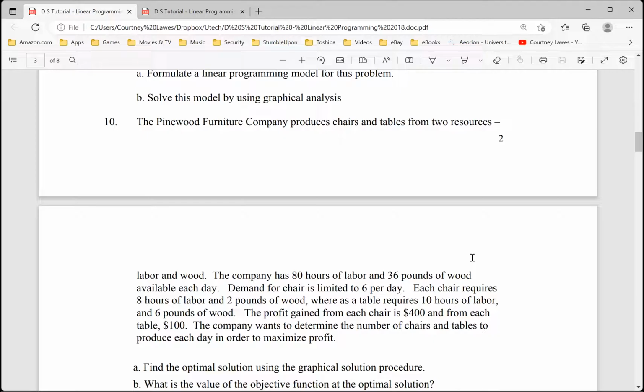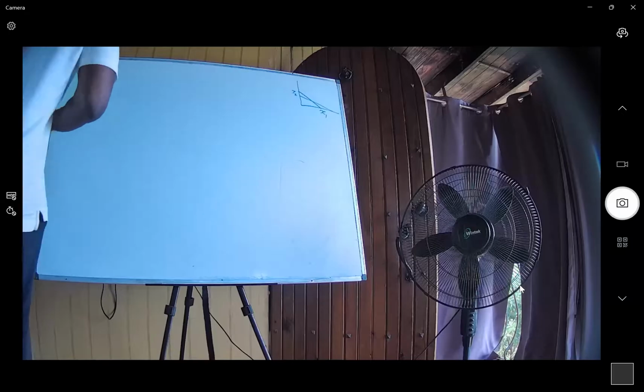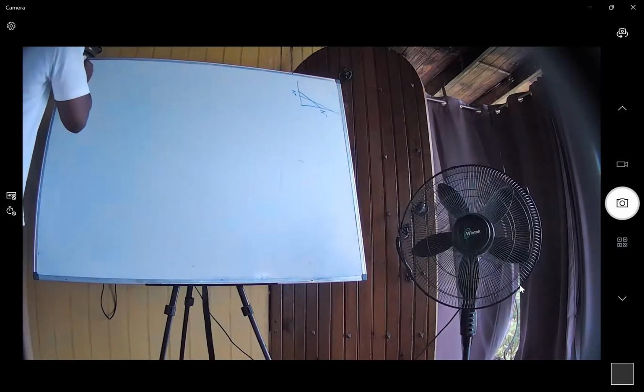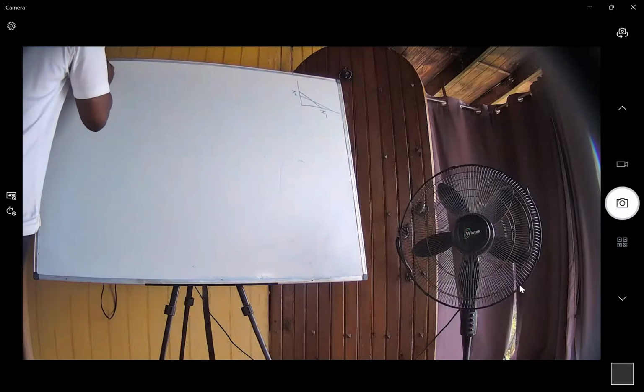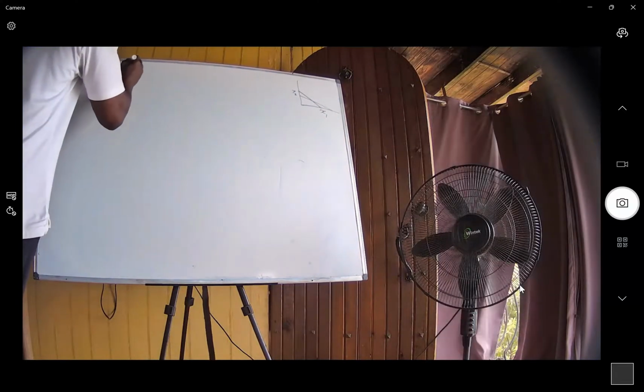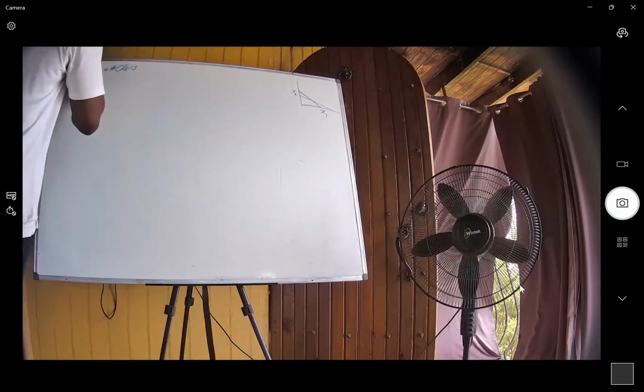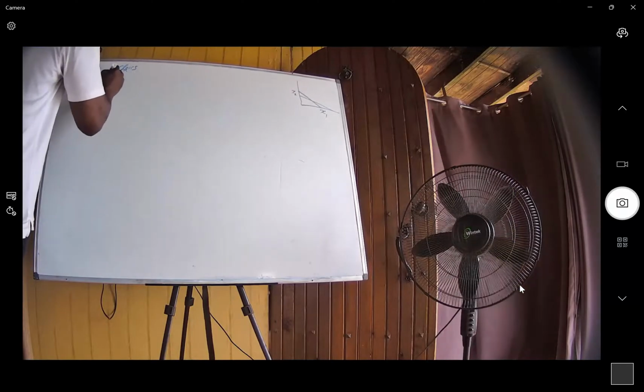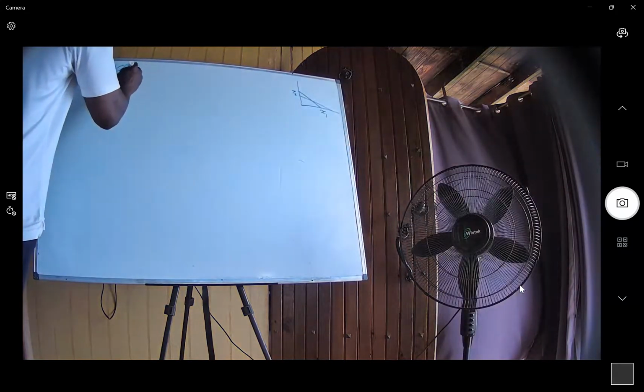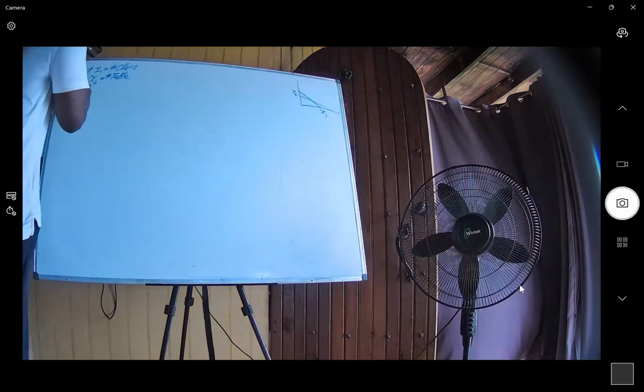All right, so this is question 10. We're going to let X1 equal the number of chairs, and let X2 be the number of tables. All right, your objective function now.